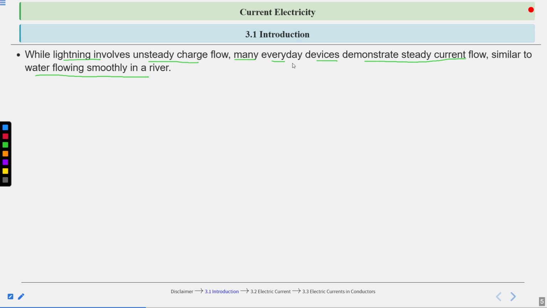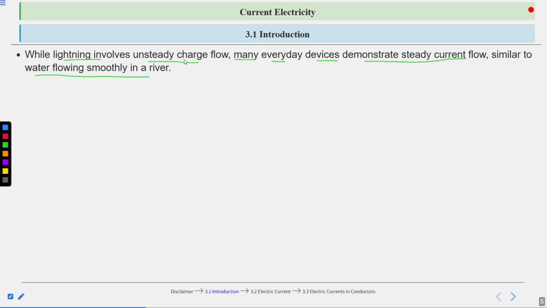But in everyday devices that we use in our houses, like fan, lights, tube light, or any other appliances, they use steady current. Normal devices use 5 ampere steady current. There may be some small variations from this 5, but this is a steady amount, 5 ampere current normally, so they use this steady amount of current.